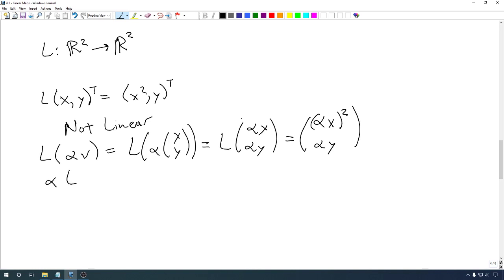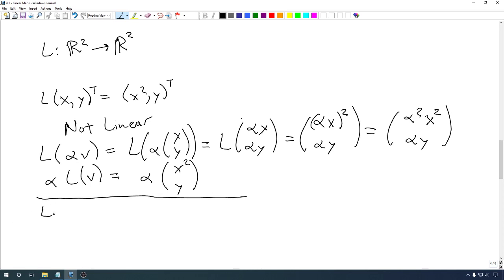Now, if we took alpha times L of v, well, L of v is exactly what we have here. We just have alpha times (x squared, y). This is not the same thing because we have to square this alpha. This was actually (alpha squared x squared, alpha y). If we brought this alpha into this vector, we would have just a single alpha times x squared. We have a very different kind of thing. So this is not a linear map.